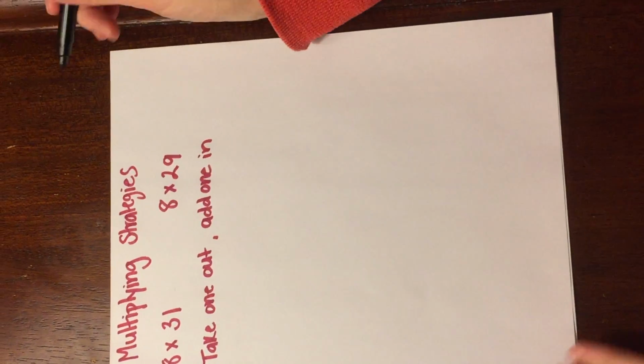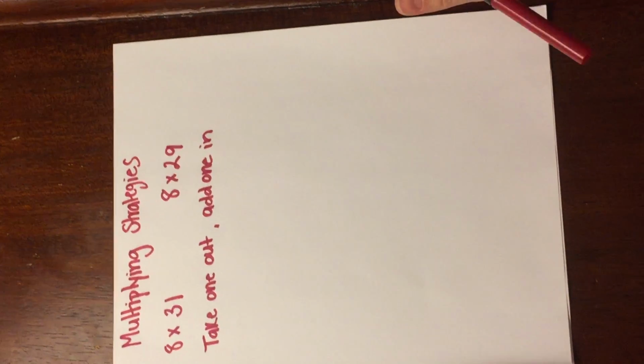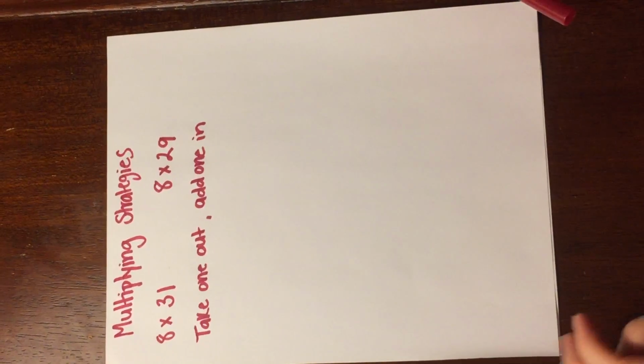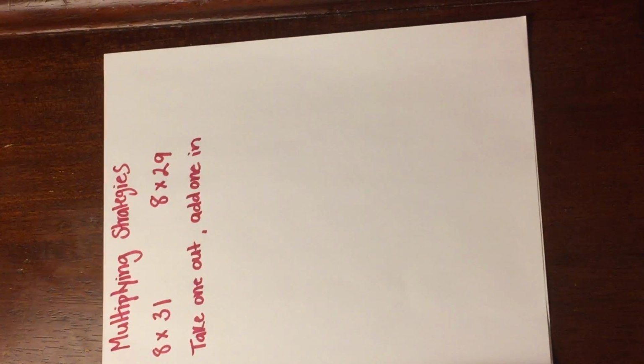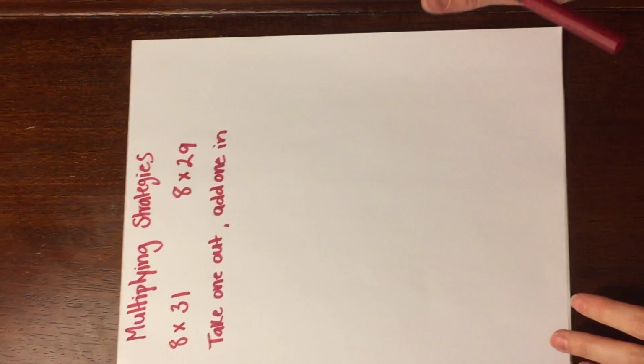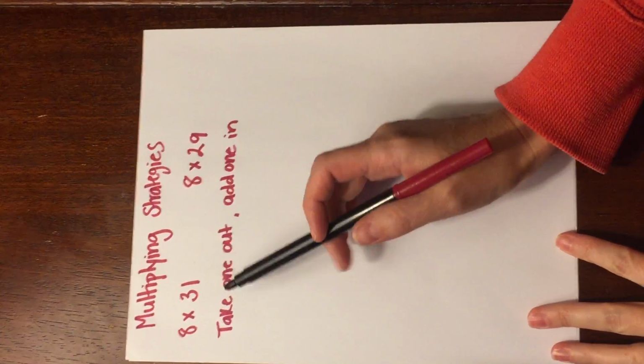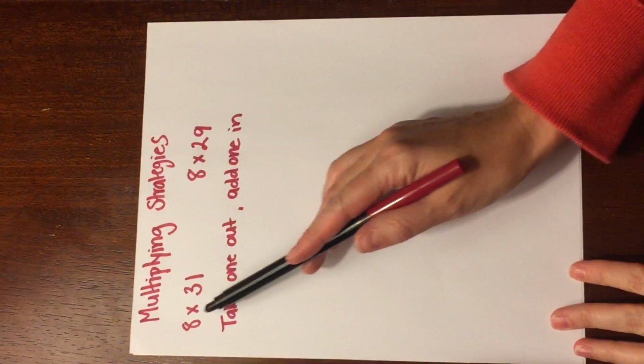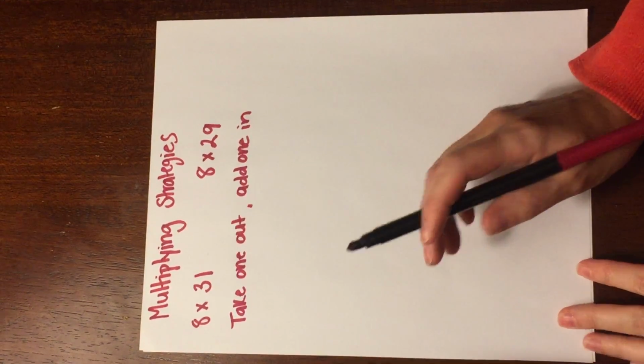Okay, so today we're going to look at another multiplication strategy that I like to call the take one out or add one in strategy. This works well with single digit by double digit multiplication. So taking a look at our two problems today, the first problem we have is 8 times 31.